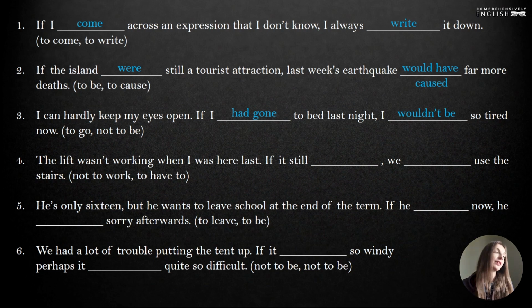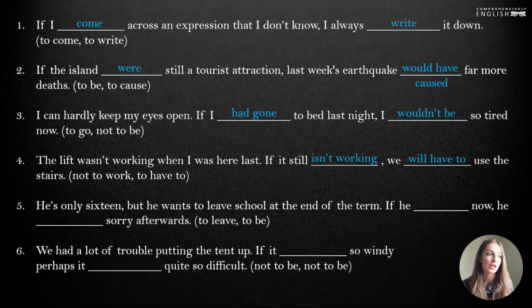Number 4. The lift wasn't working when I was here last. If it still isn't working, we will have to use the stairs. We don't know yet, but we suppose that such a situation might be true. Our condition is real, and that's the first conditional. If it still isn't working, we will have to. The present continuous form is used in the conditional clause, and the future simple is used in the main clause. Have to is a periphrastic modal. Yeah, we will have to.